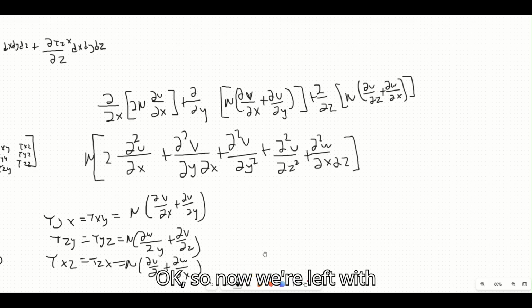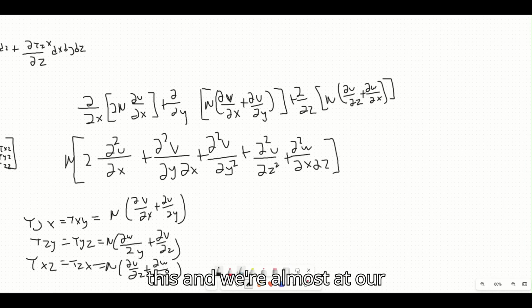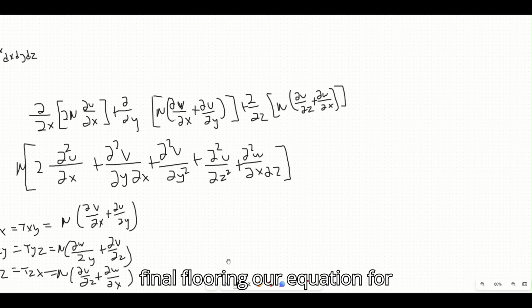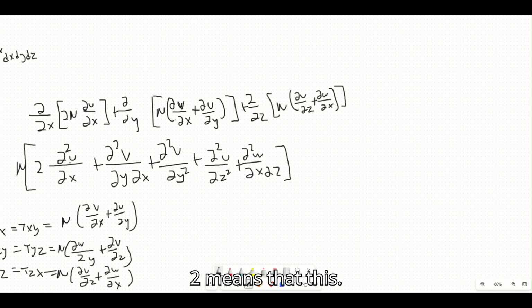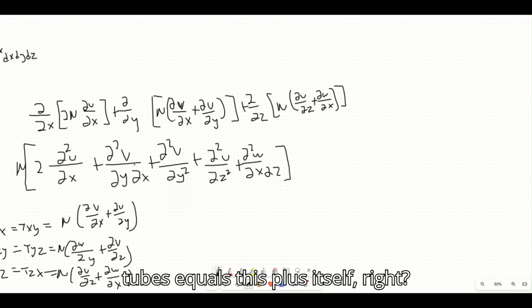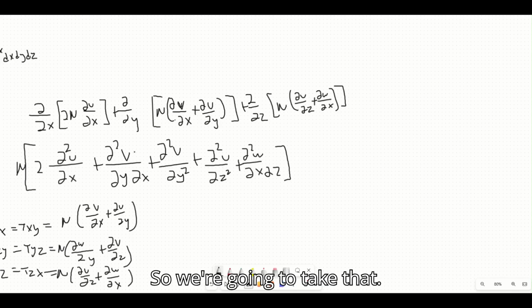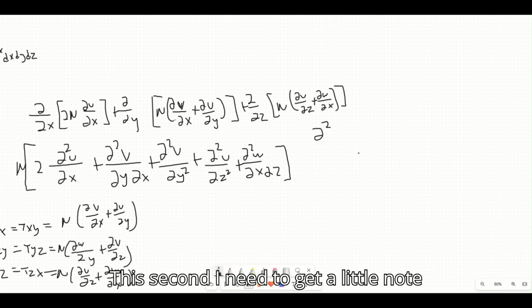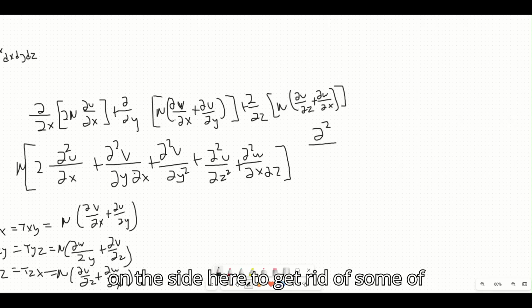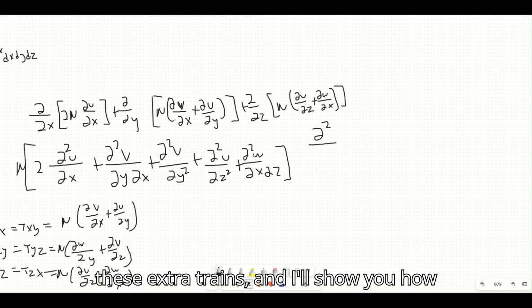Okay, so now we're left with this, and we're almost at our final form for our equation for viscosity. So now what we can do is, you see this 2 means that the second derivative can be added to itself, right? This 2 just equals this plus itself, right? So we're going to take that, this second, I'm making a little note on the side here to get rid of some of these extra terms, and I'll show you how we get rid of them.